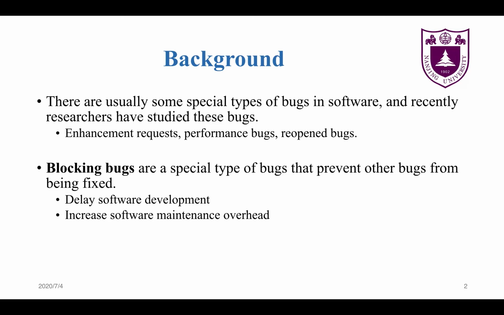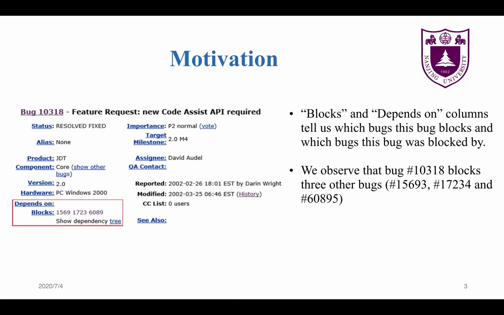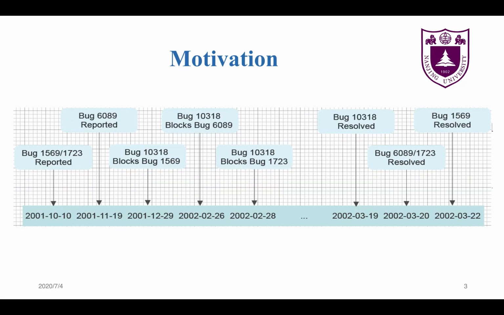Such bugs usually have two harms: one is to delay the development process of software, the other is to increase the cost of software maintenance. This is a simple example of a blocking bug. On bug data, each bug has two tags, blocks and depends on. These two tags indicate which bugs this bug blocks and which bugs this bug was blocked by, which are opposite relationships. Through our review of these bugs, we can get such a time chart, which shows the time when this bug was reported, blocked, and resolved.